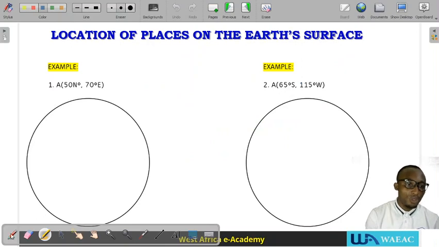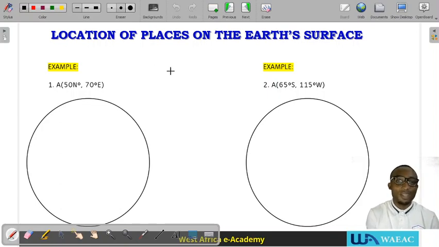Next we are going to do some calculation. Not really calculation, we need to locate. Let's say how we can locate a place on the Earth's surface. How can we locate a place?